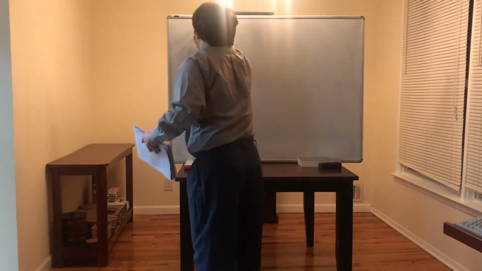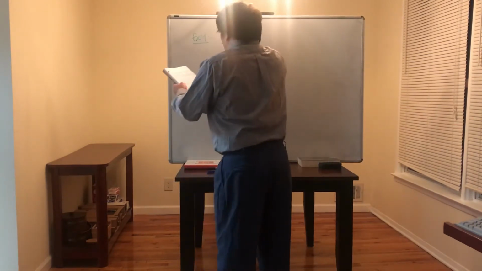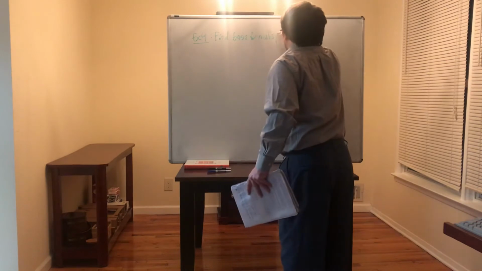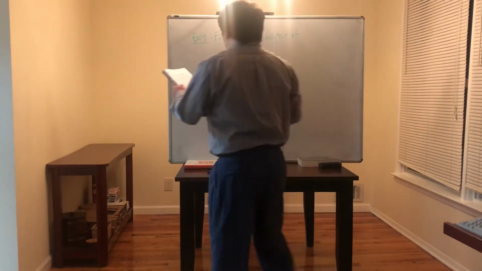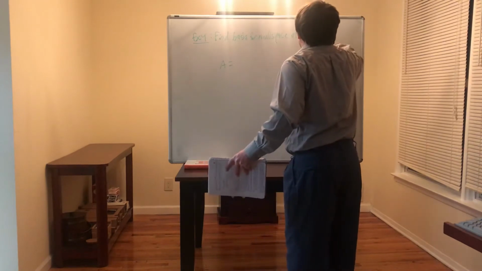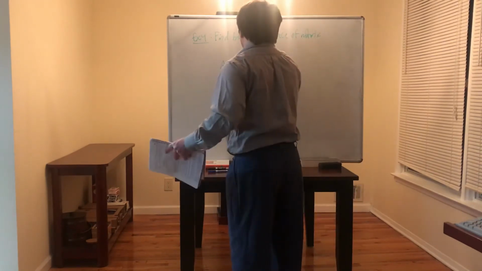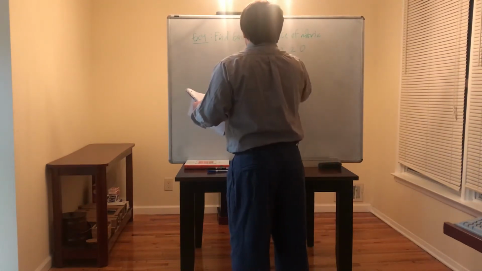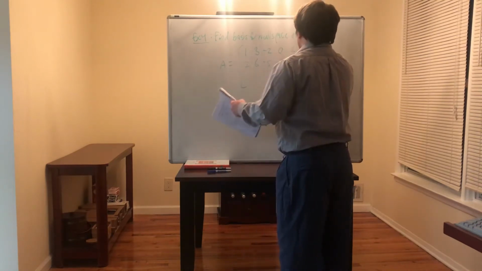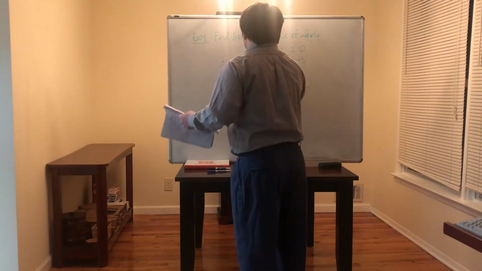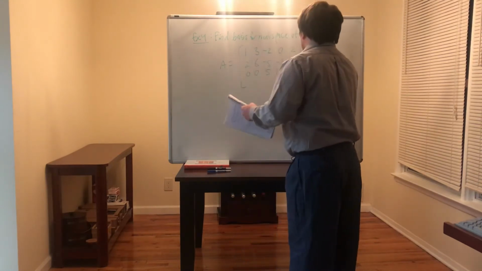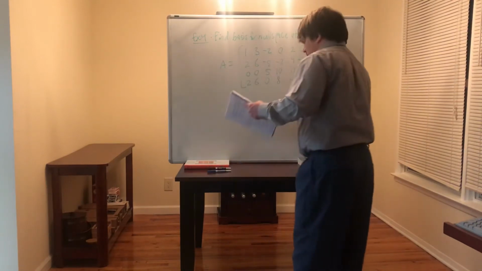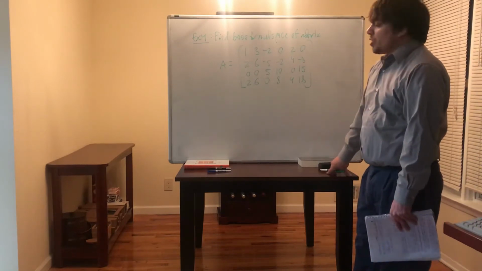Example 4. Find a basis for the null space of the matrix A equal to the rows 1, 3, -2, 0, 2, 0; 2, 6, -5, -2, 4, -3; 0, 0, 5, 10, 0, 15; and 2, 6, 0, 8, 4, 18. Okay? And so we want to find a basis for the null space of this matrix.